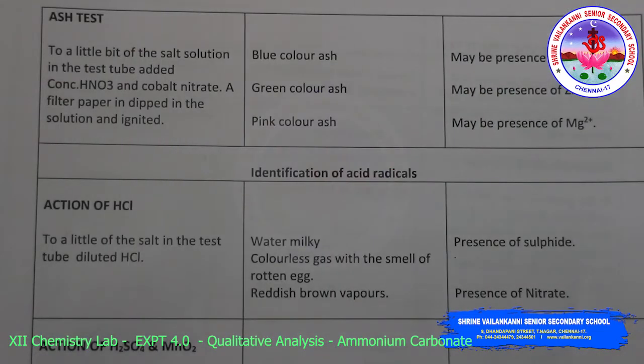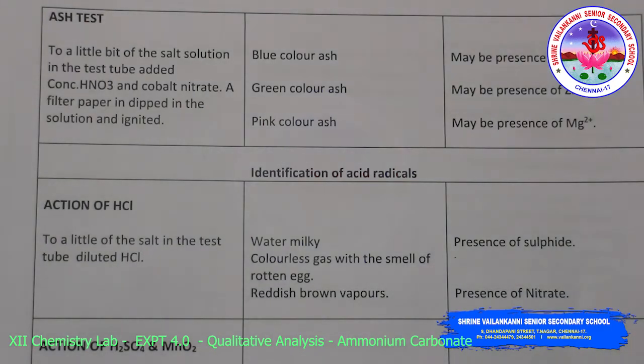Next, the ash test. Take a little salt solution and add concentrated nitric acid and cobalt nitrate solution. A filter paper is dipped in the solution and ignited. The observation: blue color ash may be presence of aluminum, green color ash may be presence of zinc, pink color ash may be presence of magnesium.